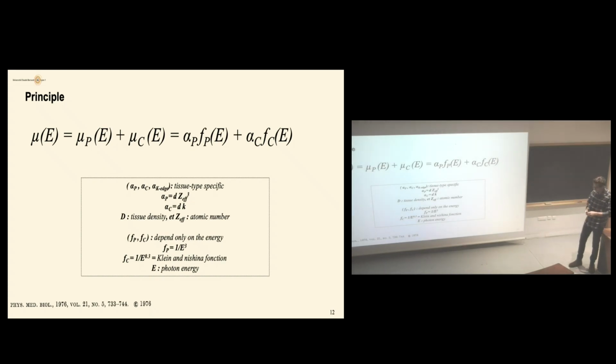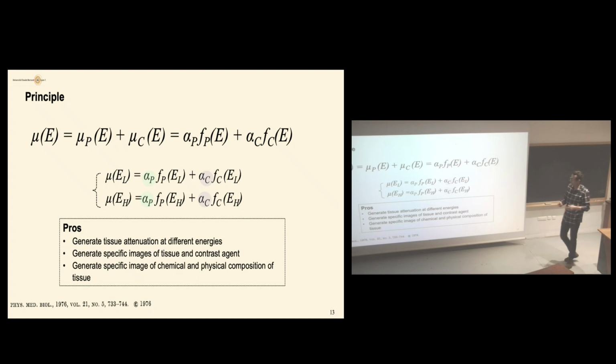Okay, so about principles. All relies on this equation from Alvarez and Macovski in 1976. The global attenuation is the sum of the photoelectric and Compton effects. This equation can also be described with an important dependence on energy by the photoelectric function and the Compton function. But what is missing in your image are the absorption coefficients, photoelectric and Compton, these two alpha. Using dual energy CT, you can in fact resolve this equation with two unknown numbers.